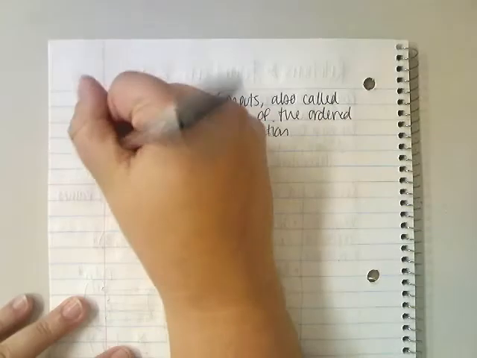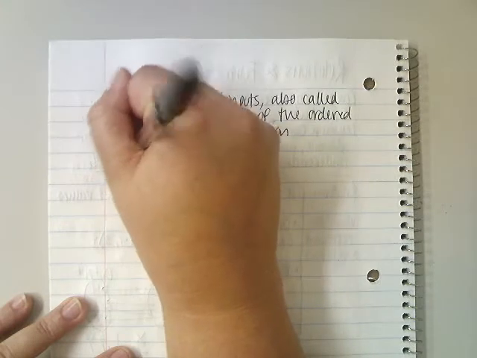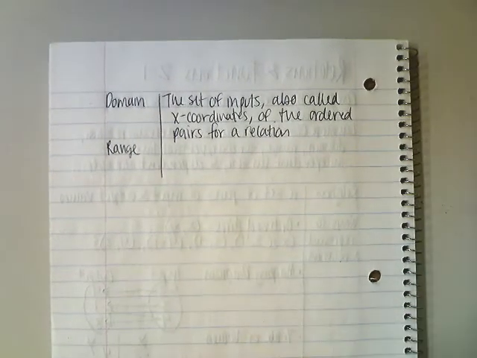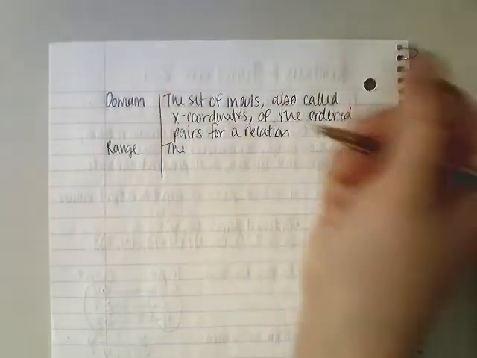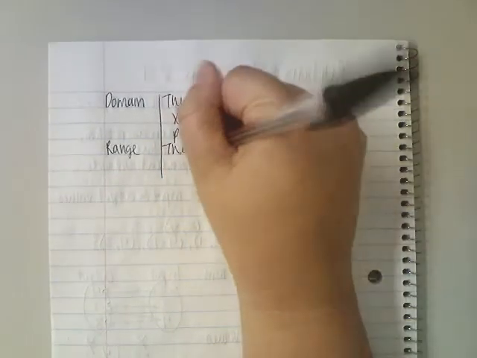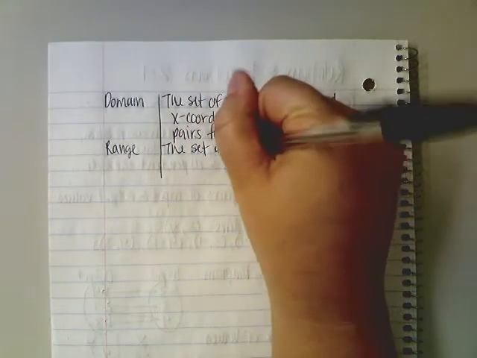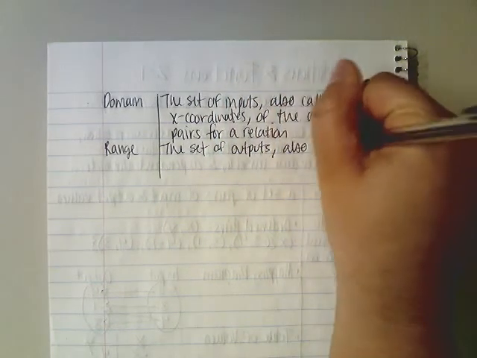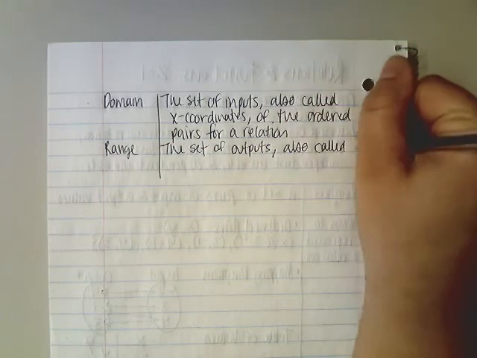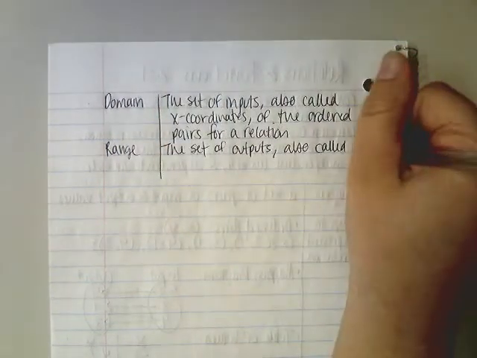I am guessing you've probably heard that word at least once before. If not, it's important to know it is a very common term that will be used frequently throughout math, the rest of your high school days at the very least. But the set of inputs for the domain, the range is going to be the y values or the set of outputs, also called y-coordinates.